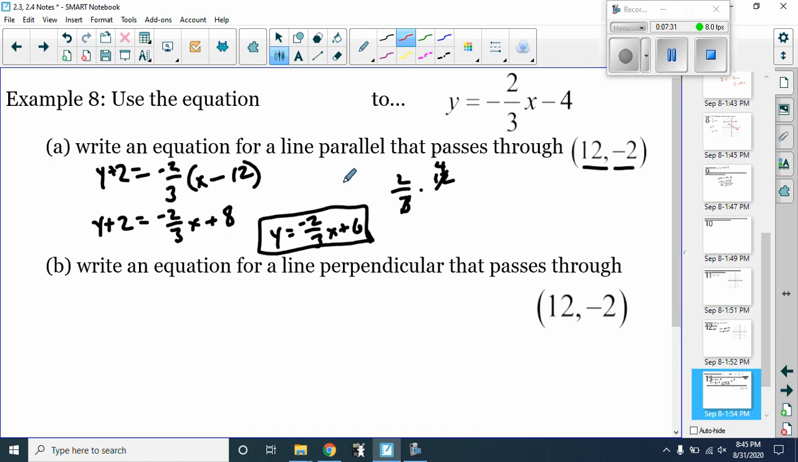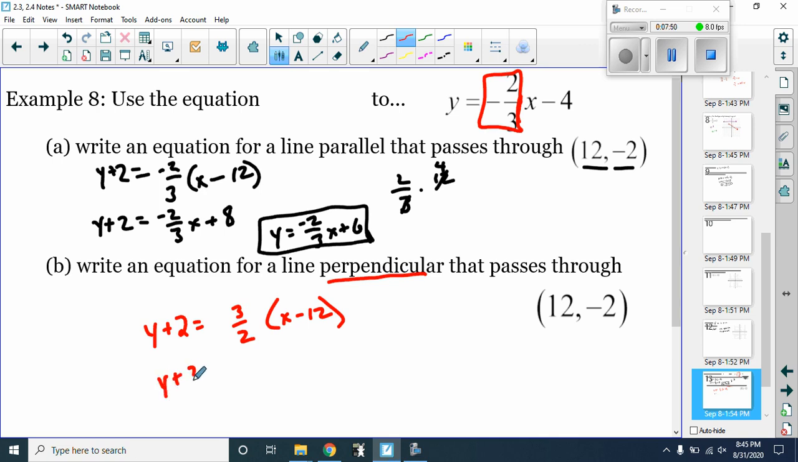And finally, part B, we do the same thing. The point's the same. Y plus 2 equals slope times x minus 12. Slope of a perpendicular line is the opposite reciprocal of the given slope. So reciprocal would be 3/2. Opposite, this one's negative, so this one's positive. And then distribute. Subtract 2. That's it.